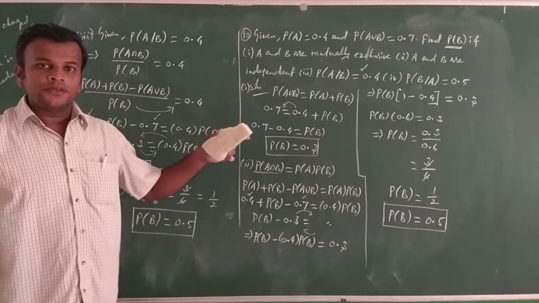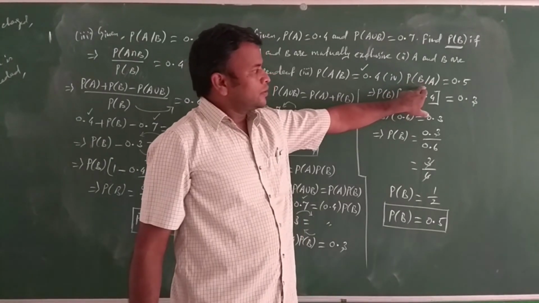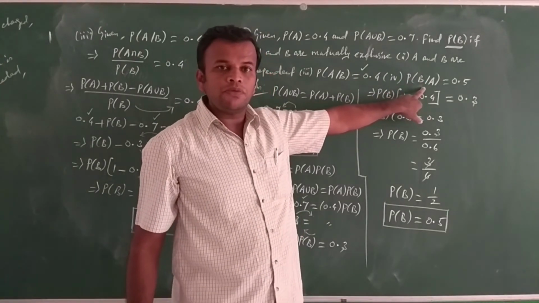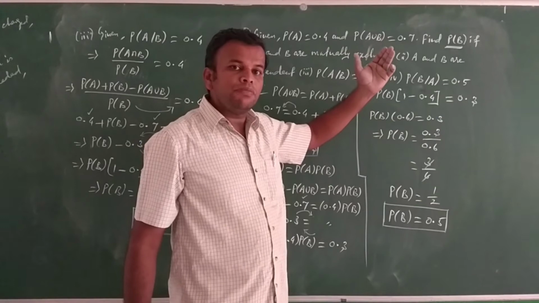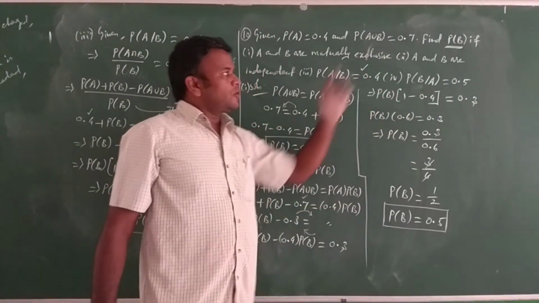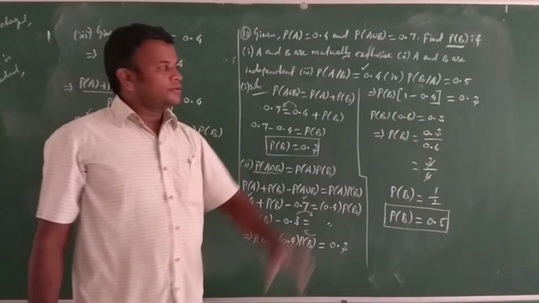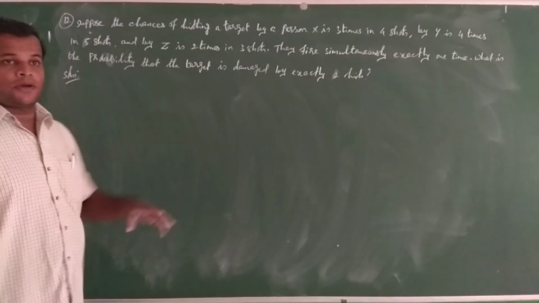Try the fourth one, same. What is the fourth one? P of B given A. The formula for P of B given A is P of A intersection B by P of A. Then we simplify and the P of B answer will come. So it's the same question, but it has 4 submissions. Okay, we move to the next one.